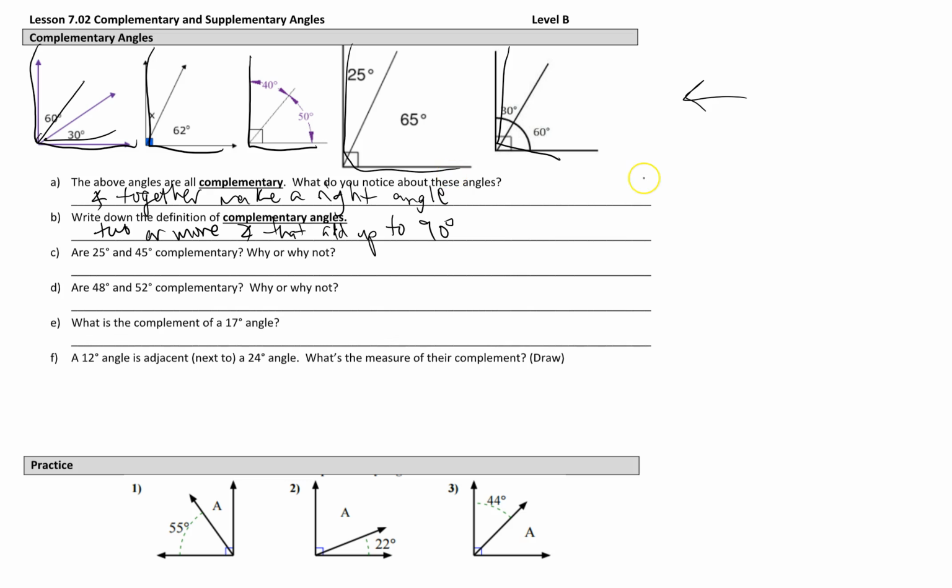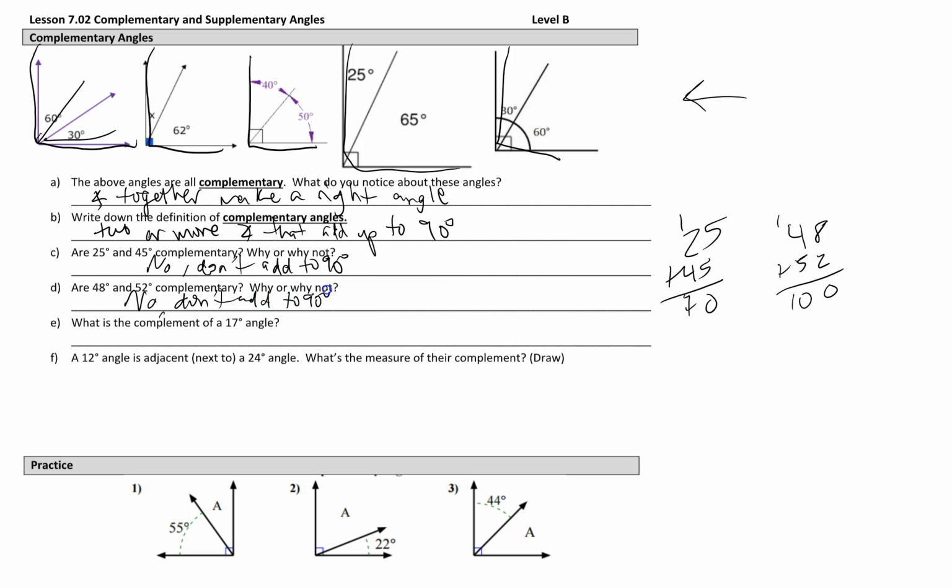So 24 and 45, are they complementary? We can test this by saying if we add up our two values, 24 and 45, what do we get? Looks like we get 70. 70 is not 90, so no, they don't add to 90 degrees. 48 and 52, are they complementary? Let's see. 100, again, nope. They don't add to 90 degrees.